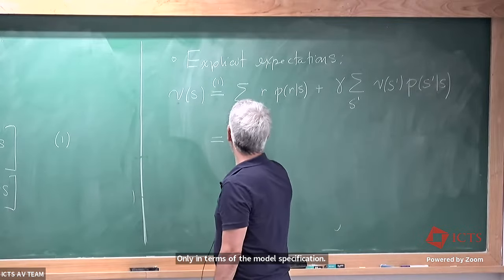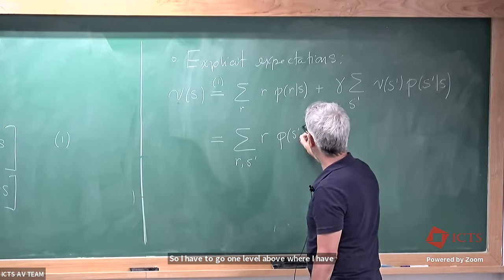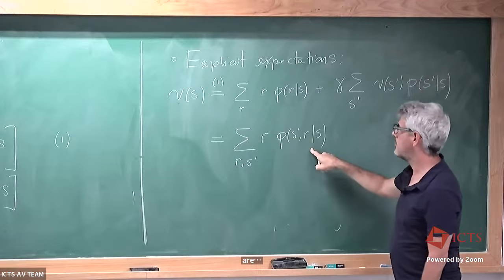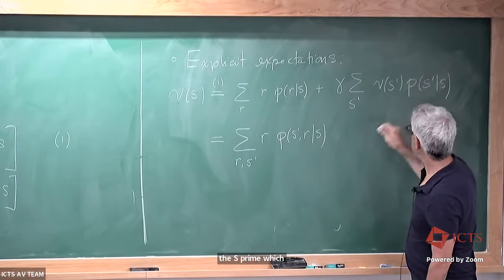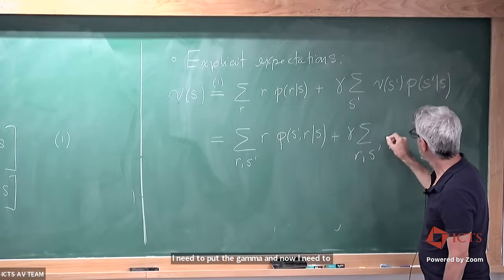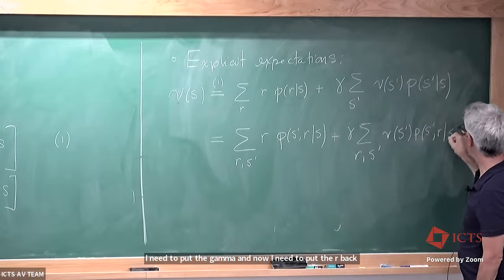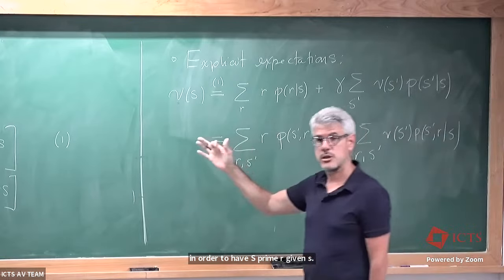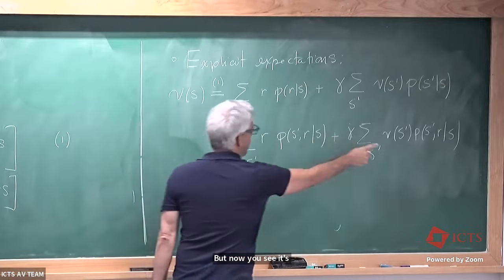So I have to go one level above, where I have P of S prime, R given S. Now this is the model. So I've put back the S prime, which I marginalize in order to get here. And the same thing here: I need to put the gamma, and now I need to put the R back in order to have S prime, R given S. So that's the full expectation that you would need to calculate in order to get the value function. But now you see it's an equation that involves V of S on the two sides.